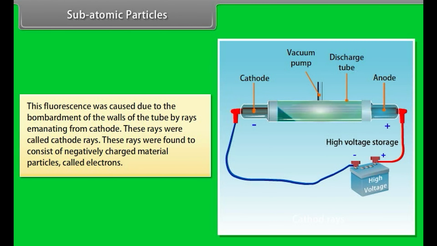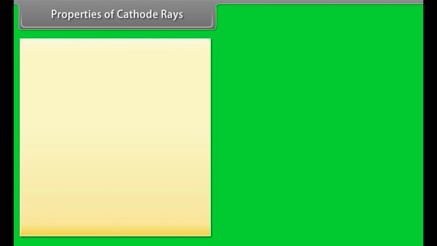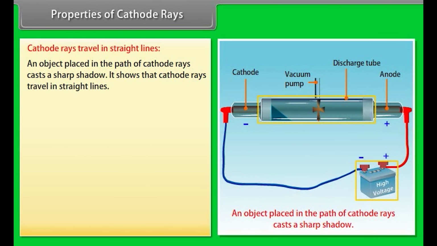This fluorescence was caused due to the bombardment of the walls of the tube by rays emanating from cathode. These rays were called cathode rays. These rays were found to consist of negatively charged material particles called electrons. Properties of cathode rays. Cathode rays travel in straight lines. An object placed in the path of cathode rays casts a sharp shadow.